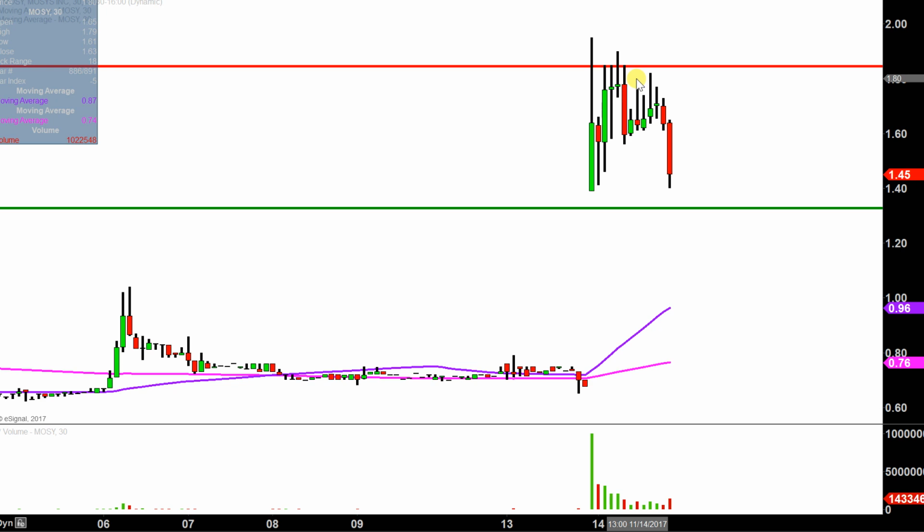All in all, any way you slice it, very nice move today. Now it's just a matter of whether or not the bulls can start to build higher bases, so we shall see.